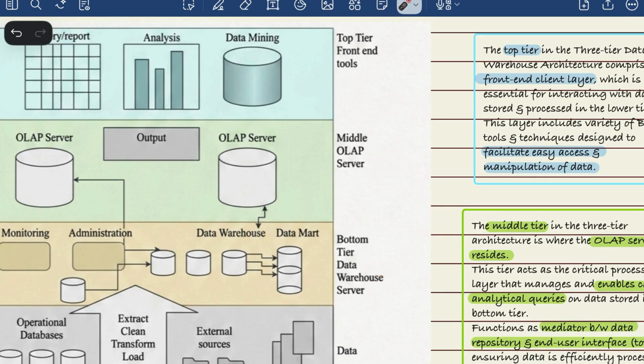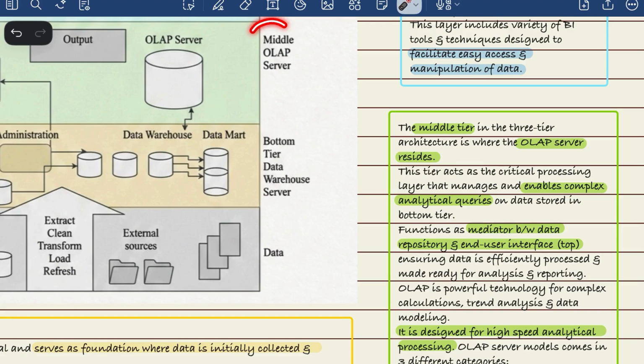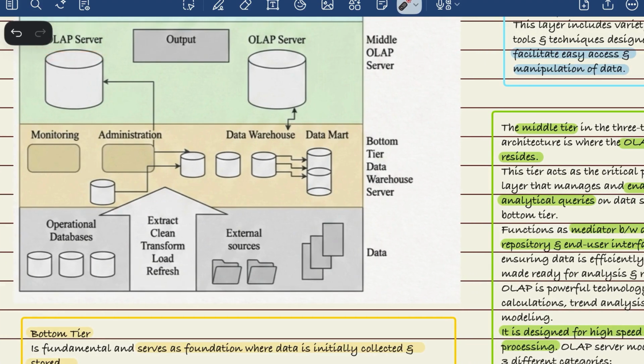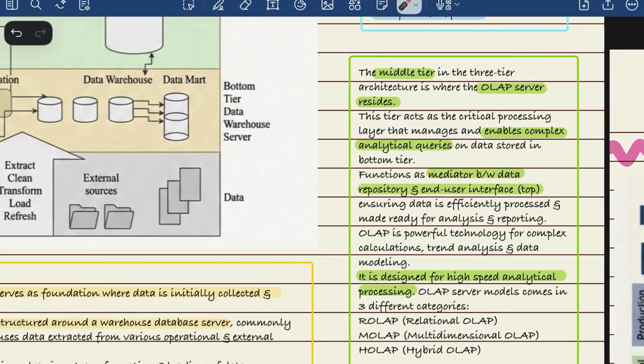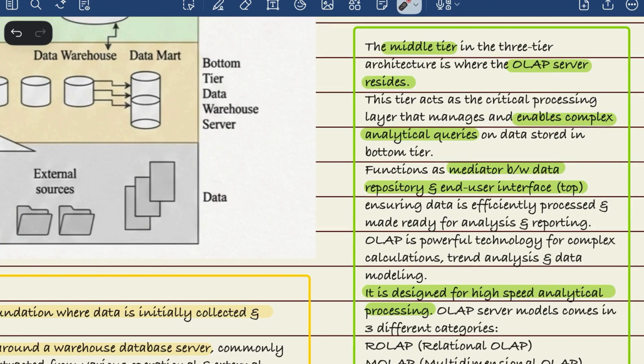Right, now comes the middle tier. What happens when the data is cleaned, transformed and loaded into the bottom tier, into the servers? What happens next with the data? We go to the next floor, that is the middle tier. In the middle tier there are OLAP servers. What does that mean? The middle tier architecture is where the OLAP server resides. I told you what OLAP is. Quickly to remind you, it is online analytical processing. This tier acts as a critical processing layer that manages and enables complex analytical queries.